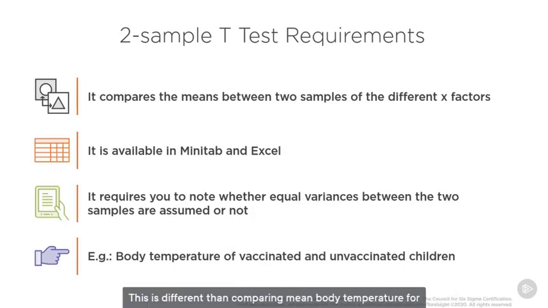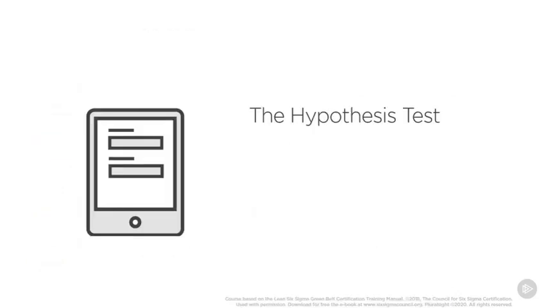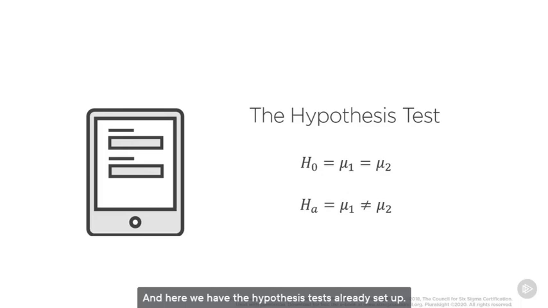This is different than comparing mean body temperature for the same group of children from last year when they didn't receive the vaccine to this year when they did receive the vaccine. The first example would use the two-sample t-test. The second example, year over year, would use the one-sample t-test. And here we have the hypothesis test already set up.